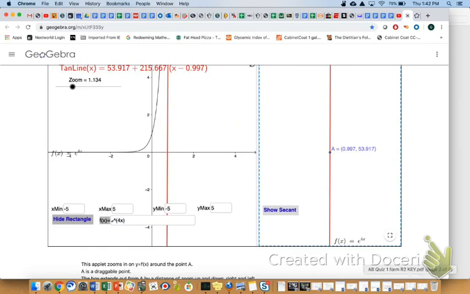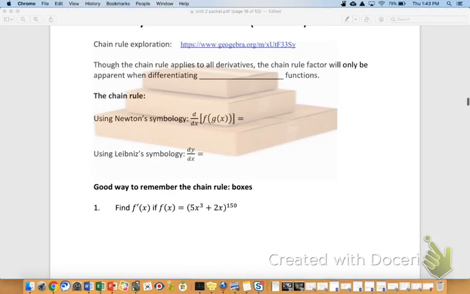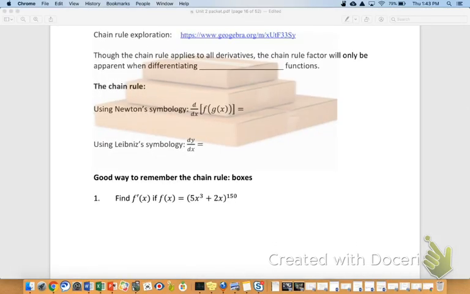So check out this. The chain rule has always been there. You just didn't always know it. The chain rule has always been there, just not always obvious. The chain rule will become apparent when we are differentiating a certain type of function.